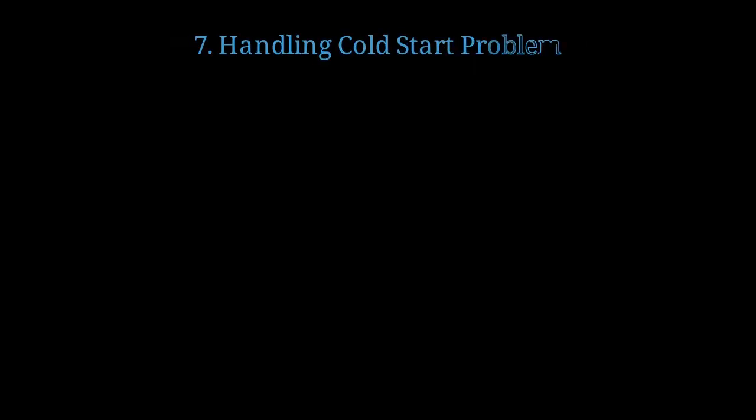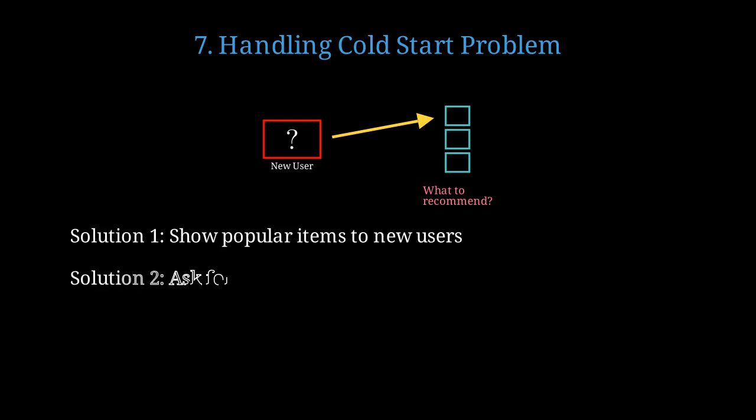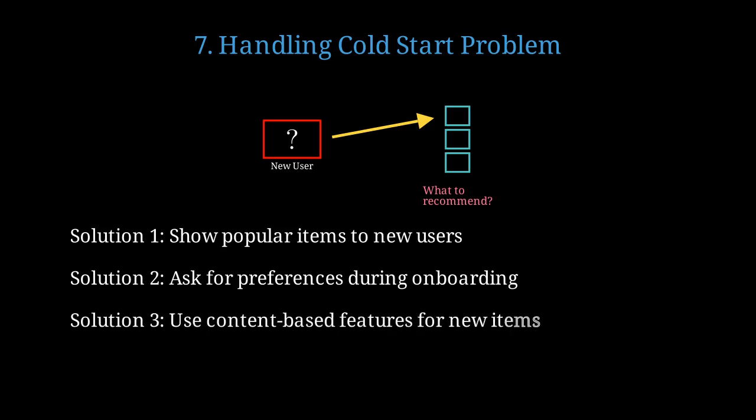The cold start problem occurs when new users or items have no historical data. New users have no purchase history, making it impossible to find similar users or predict preferences accurately. For new users, recommend the most popular or trending items overall as a safe default until they build up interaction history. During onboarding, ask new users about their preferences, favorite categories, or brands to quickly build an initial profile.